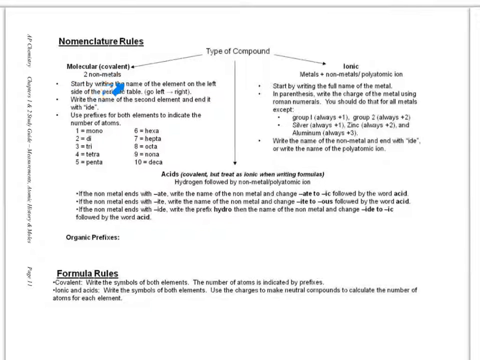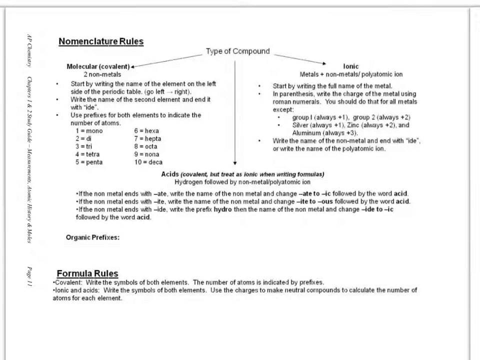You start by writing the name of the first element on the left side, then you write the name of the second element but change the ending to "ide," and then you use prefixes for both of them to indicate the number of atoms. So 1 is mono, 2 is di, 3 is tri, then tetra, penta, hexa, hepta, octa, nona, and deca. Usually you don't use mono for the first element, but you do use it for the second element.